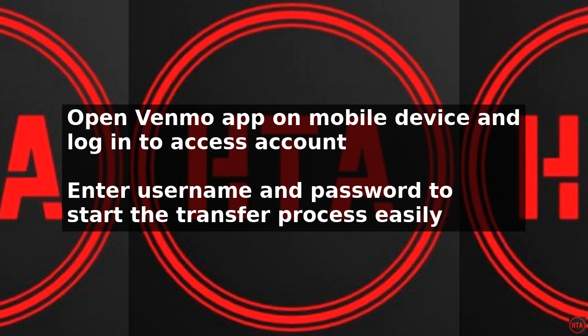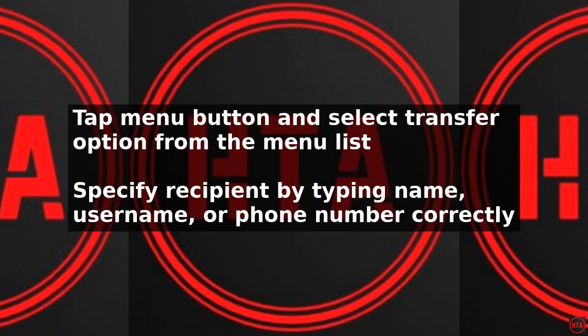recent transactions. To initiate a transfer, tap the menu button, usually represented by 3 horizontal lines, and select the transfer option from the menu. Next, you will need to specify the recipient of the transfer. You can do this by typing the recipient's name, username, or phone number into the search bar. If the recipient is already in your Venmo contacts, you can select them from the list. If not, you can add them as a new contact.